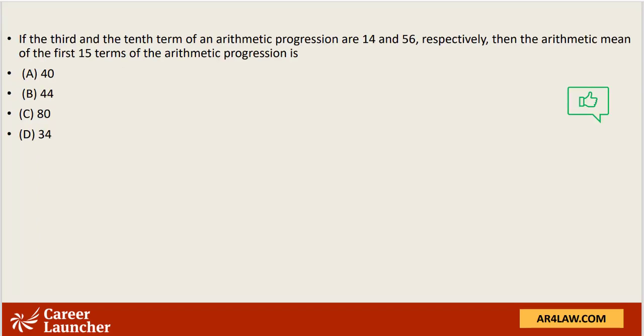So the first question was on sequences and series. If the third and 10th term of an AP are 14 and 56 respectively, then we need to find out the arithmetic mean. Now for this question, one should have a basic knowledge of arithmetic progression, and two things: what is the formula for finding the nth term in an AP, which is a plus (n minus 1)d, and what is the formula for finding the sum till nth term in an AP, which is n by 2 into (2a plus (n minus 1)d).